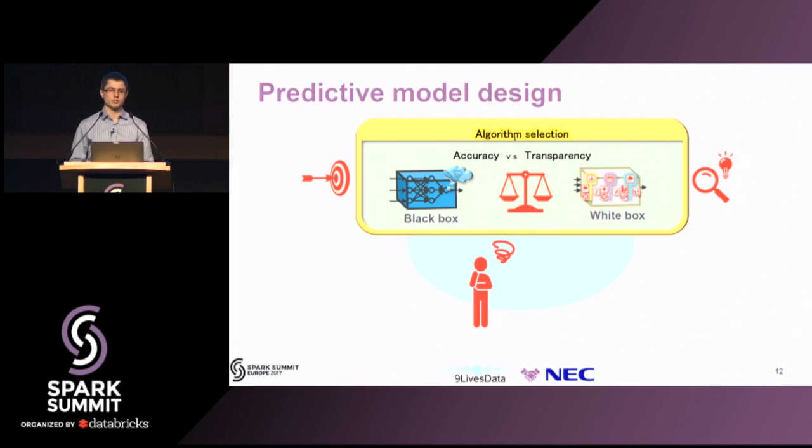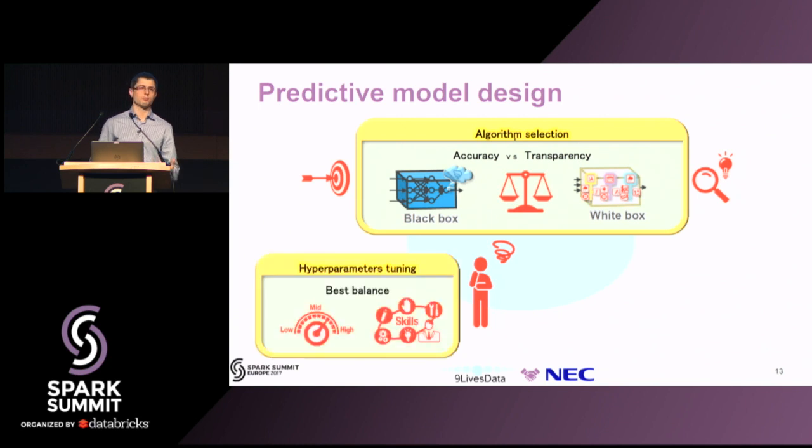So first is algorithm selection. Our data scientist must choose the best model type. He can choose some simple model type like a linear model or decision tree model or something more complicated. He can also take the very popular today deep learning model, but here we must remember that many real business use cases require that we understand why we predict that particular value. So here is the balance between accuracy and transparency.